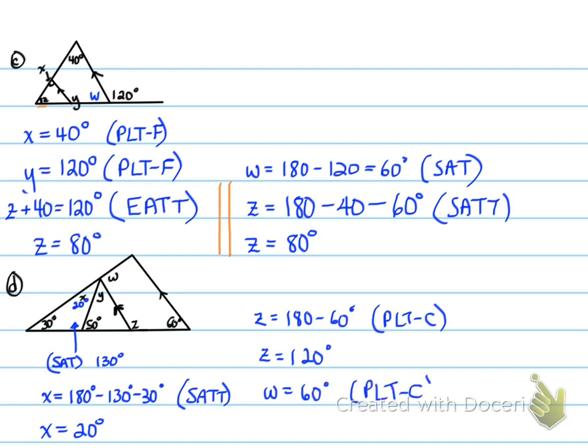So PLTC was used again to determine what W is, and therefore we can figure out what Y is by using SAT. Y will equal 180 minus 60 minus 20. And it turns out that our Y value will end up being 100 degrees. And that is using SAT. So now we have figured out all the letters X, W, X, Y, and Z. Okay, moving on to the next example.